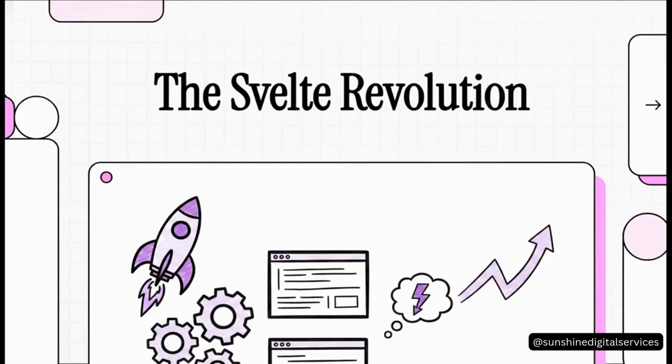If you're building modern web apps, you already know the drill, right? Optimizing front-end performance feels like an endless battle. We're constantly hunting for that architectural edge to make things faster, smoother, and lighter. Well, today we're diving into an explainer on the Svelte revolution, mastering compile-time front-end performance. We're going to look at a framework that's literally turning the traditional approach upside down.